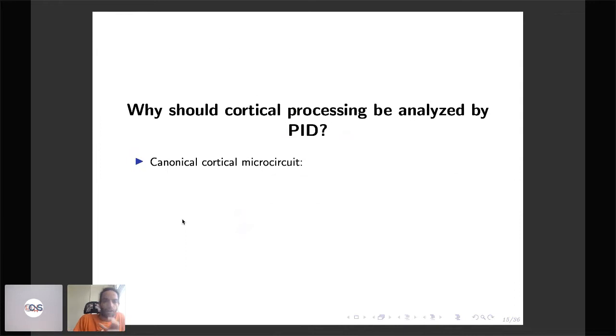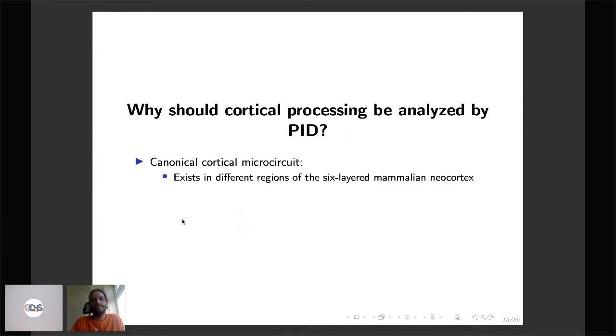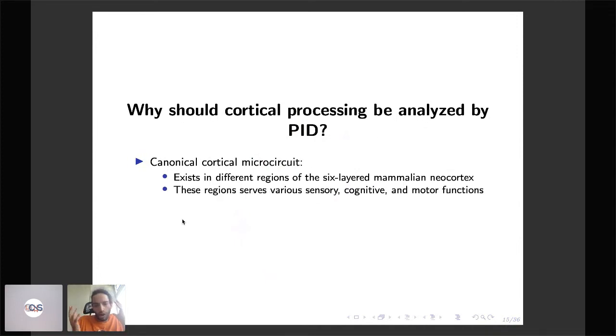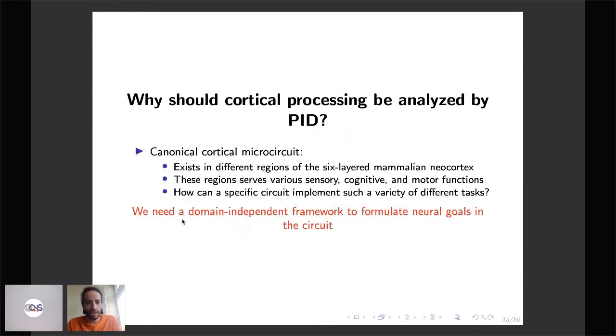You know about the canonical cortical microcircuit. It exists in different regions of the six-layered mammalian neocortex. The main thing about it is that it serves various sensory, cognitive, and motor functions, really vast, diverse functions. The question which arises is, how can a specific circuit implement such a variety of different tasks? To understand that, we need some domain which doesn't care about the semantics, which is domain independent, in order to formulate some sort of neural goals and see how these neural goals can implement different motor, cognitive and sensory functions.